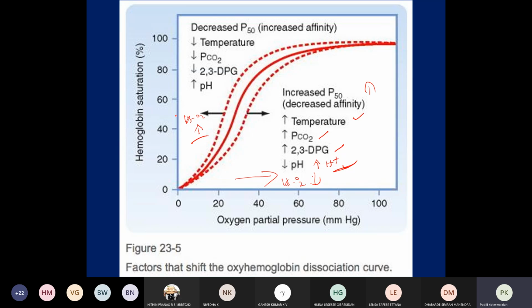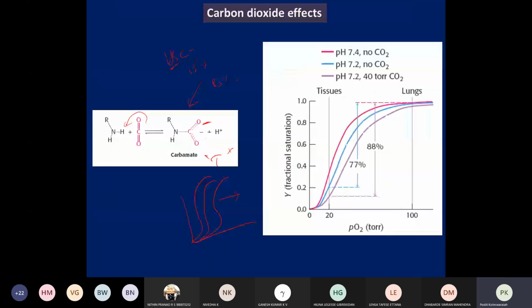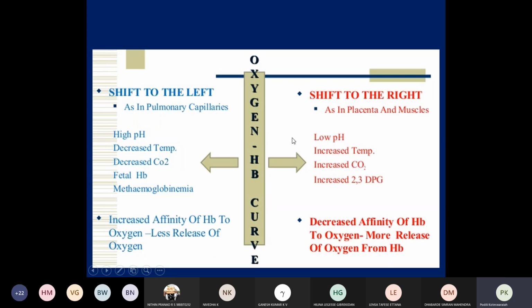As I already said, you can see here that the P50 is the oxygen tension that is required for 50% saturation. So when the affinity is reduced, the P50 value increases. That you can understand from the diagram. So this is about the hemoglobin affinity towards oxygen, and the effect of 2,3-BPG, carbon dioxide, H plus ion concentration, and also the temperature.